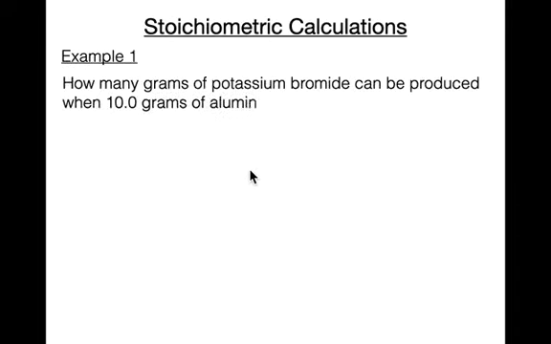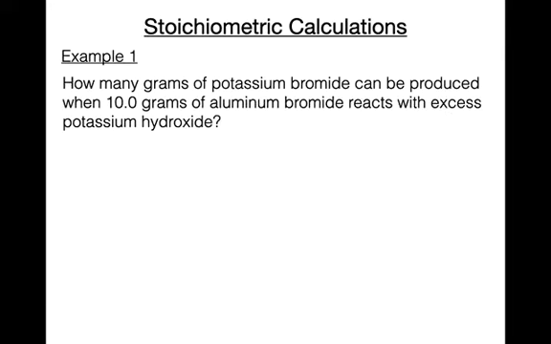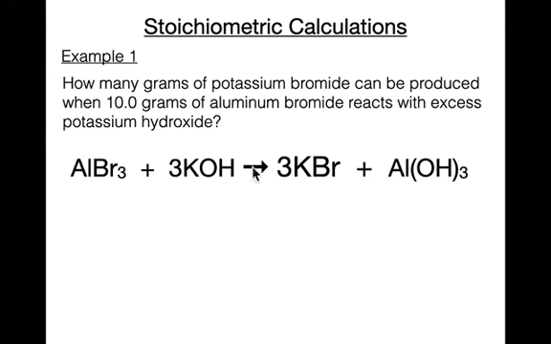First one, how many grams of potassium bromide can be produced when 10 grams of aluminum bromide react with excess potassium hydroxide? Now, to do any stoichiometric calculation, you're going to need a balanced chemical equation. So this is the chemical equation for that reaction. And what we're going to do is summarize the word problem using the balanced chemical equation. So it tells us that we have 10 grams of aluminum bromide. So I'm going to write that below the aluminum bromide.